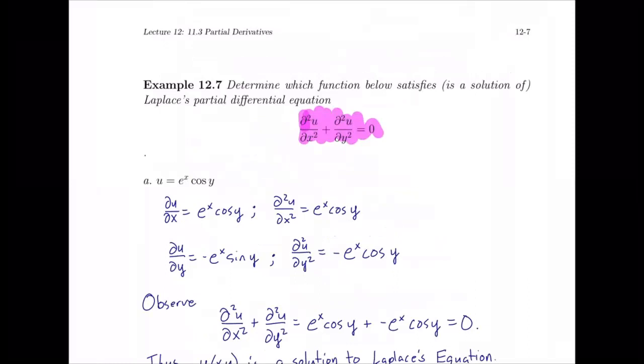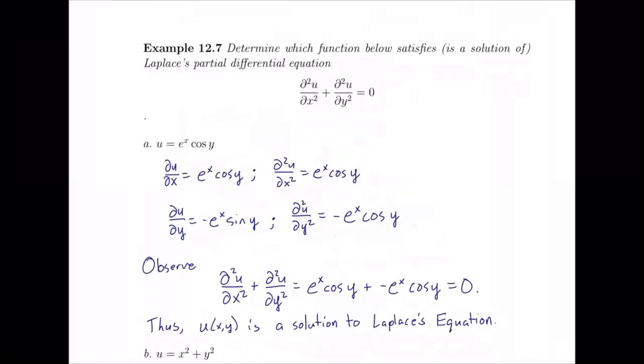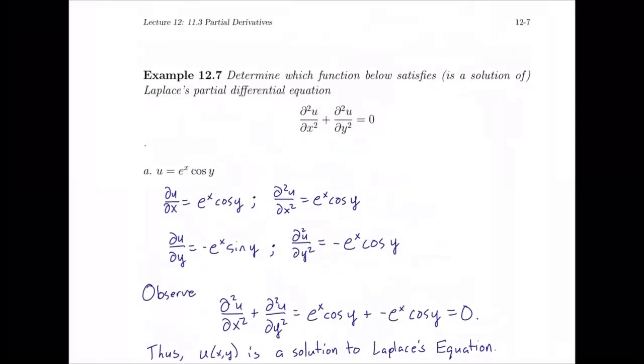The second partial of u with respect to x here, plus the second partial of u with respect to y is equal to 0. Any function u that satisfies this equation is a solution to this partial differential equation. So we're given two different functions to check. The first function we're given is e to the x cosine y. That's the function u now. They want us to see whether or not this is a solution of Laplace's equation.